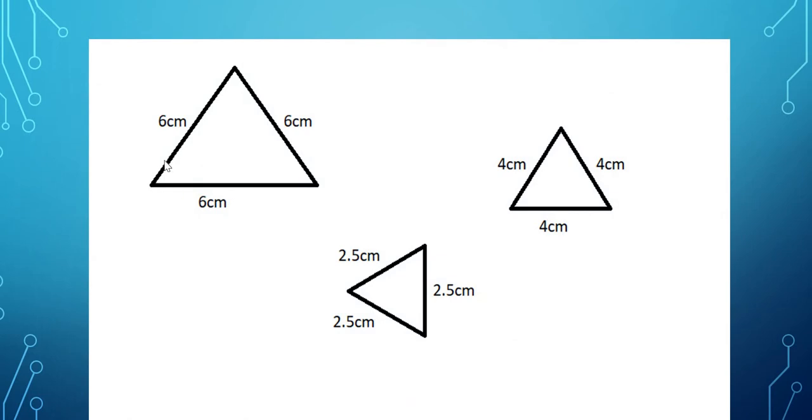See these examples. In the three sides we have 6 centimeter. Here the three sides we have 2.5 centimeter. Here we have three sides 4 centimeters. So this is called an equilateral triangle. So based on sides we can classify into three. They are scalene triangle, isosceles triangle and equilateral triangle. Now let us see based on angles.